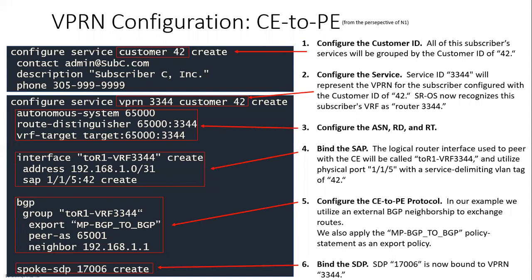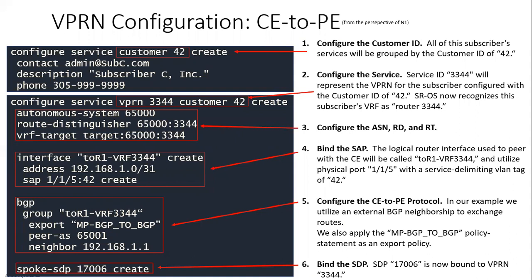But once we've got a bit of our routing configured, we go ahead and create and bind our service access point. And again, on N1, we're going to address this 192.168.1.0/31. And we're going to bind it to the physical port 1/1/5 with a service delimiting VLAN tag of 42. And at this point, we should have layer 3 connectivity between our provider edge and our customer edge.